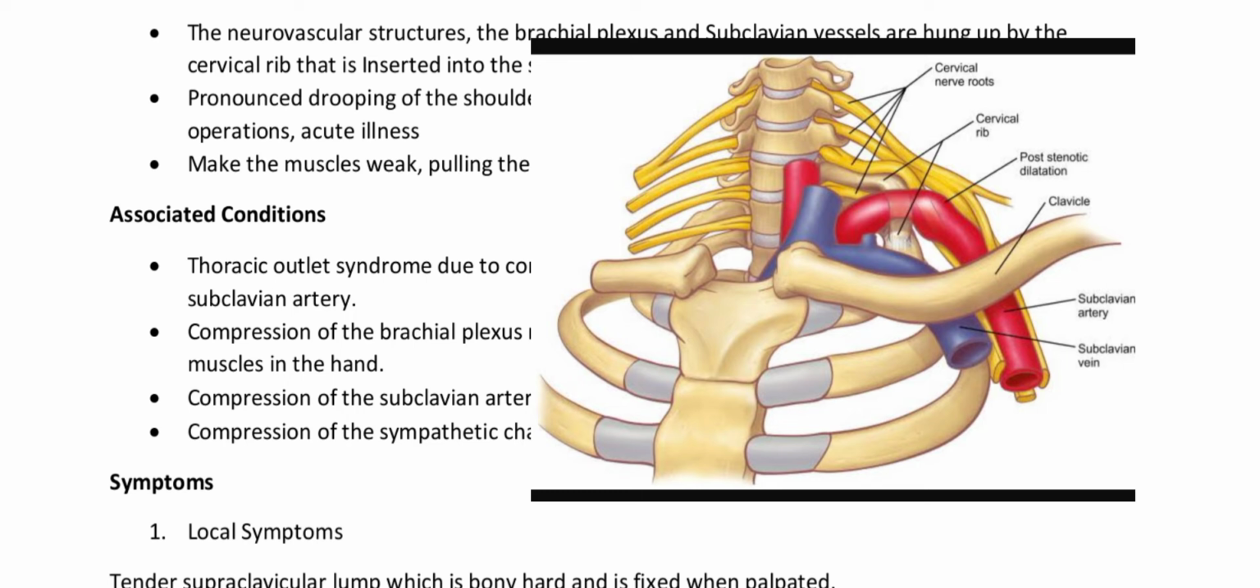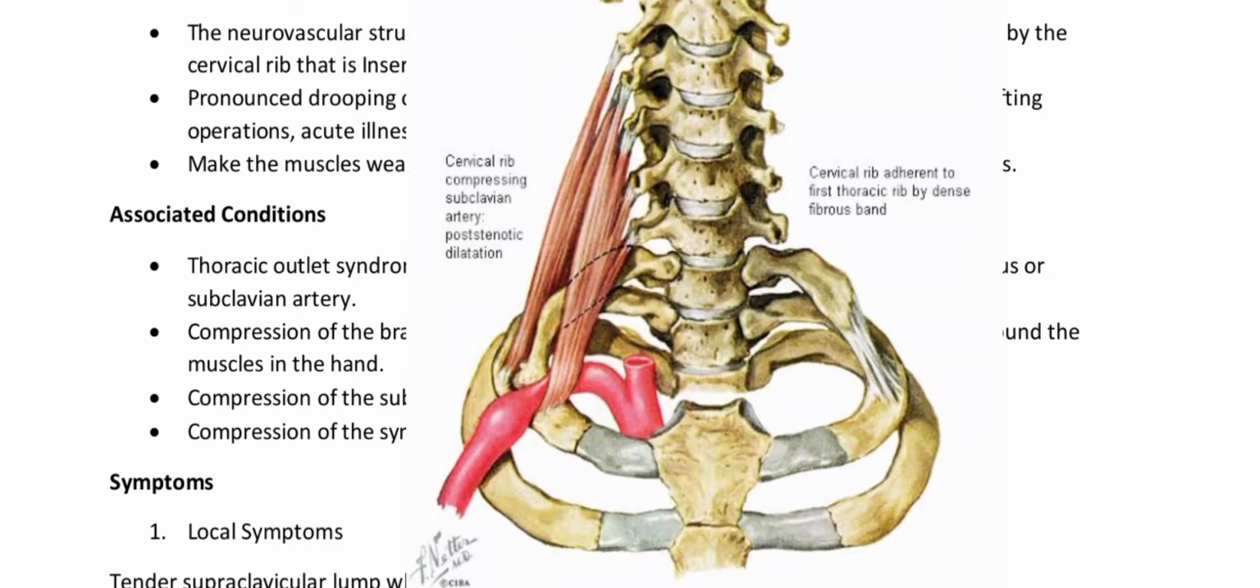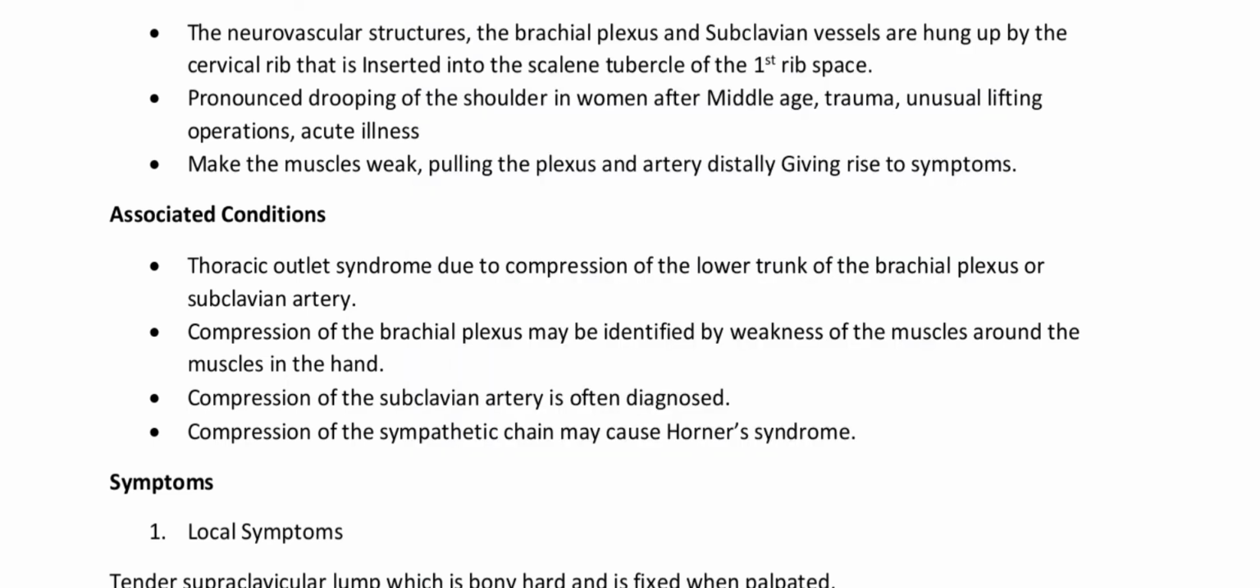So what is the pathological anatomy of the cervical rib? The neurovascular structures, brachial plexus and subclavian vessels, are hung up by the cervical rib that is inserted into the scalene tubercle of the first rib space. Second is pronounced drooping of the shoulder in women after middle age, trauma and unusual lifting operation, acute illness, and muscle weakness, pulling the plexus and artery distally.